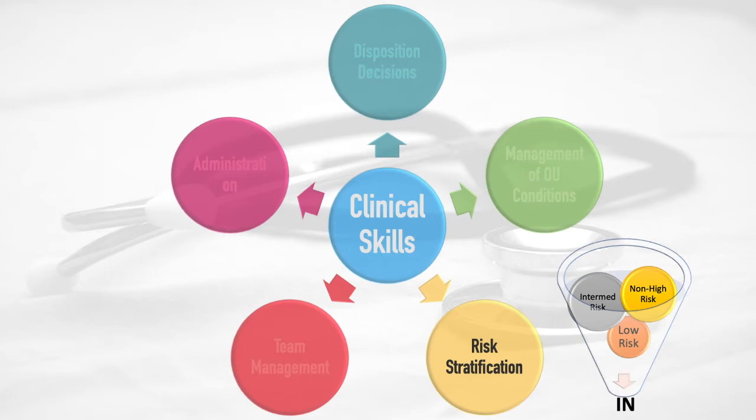Evidence demonstrates that observation unit appropriate patients are those that are non-high risk. In other words, they are of low to intermediate risk. Therefore, the resident will improve their risk stratification skills beyond sick versus non-sick by learning more about criteria which make a patient low risk versus intermediate risk versus high risk for certain conditions such as chest pain, heart failure, and syncope.